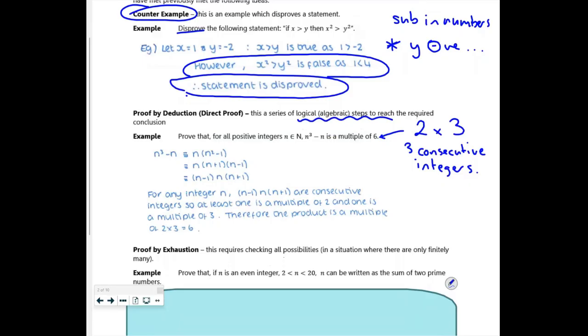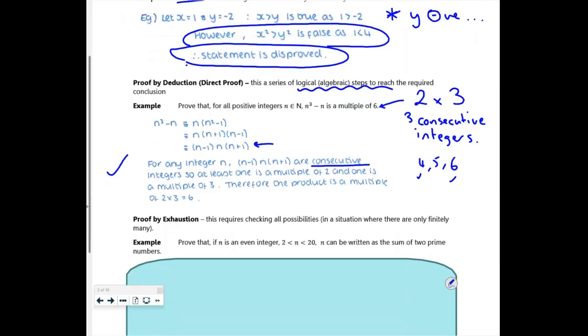There. So I've factorized. It's not overly obvious here at the second step, but the third step is 3 consecutive integers. And if you think of any 3 consecutive integers, I don't know, 4, 5, 6, you've always got at least one multiple of 2, because there's 2 in there, and a multiple of 3. So if you've got a multiple of 2 and a multiple of 3, you must have a multiple of 6. So that's that one done.